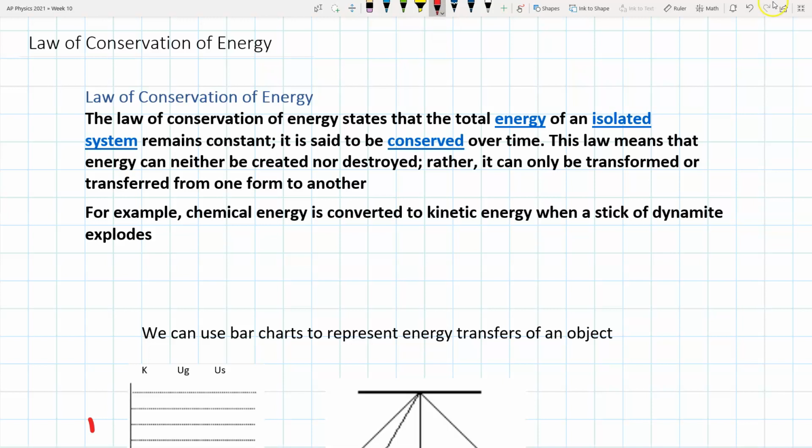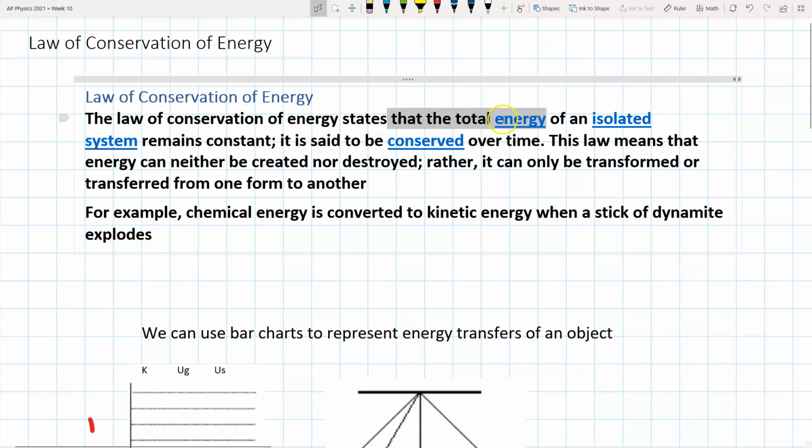The law of conservation of energy states that the total energy of an isolated system remains constant. It's said to be conserved over time. So what does this mean? Total energy.